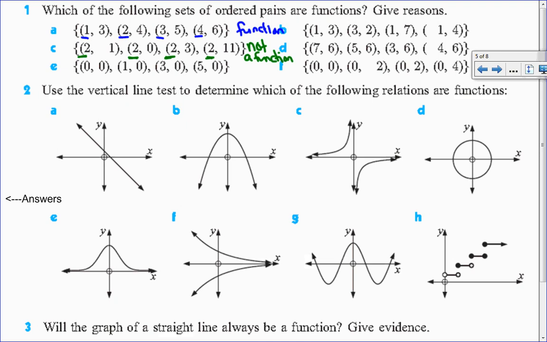Okay, letter E, we have x values of 0, 1, 3, 5. They're all different. So this is a function. Because for every x, there's just one y. And that y does happen to be 0 in all those cases, but as long as the x values are different, that's okay.